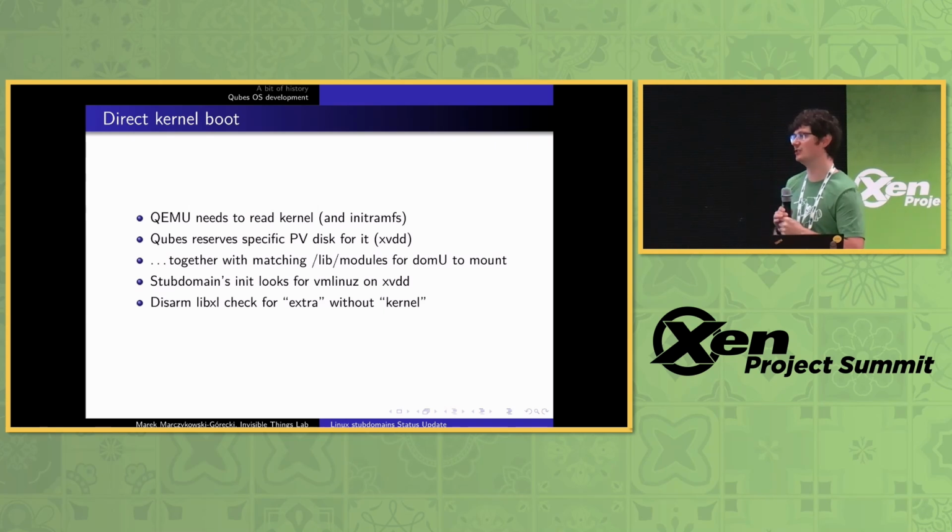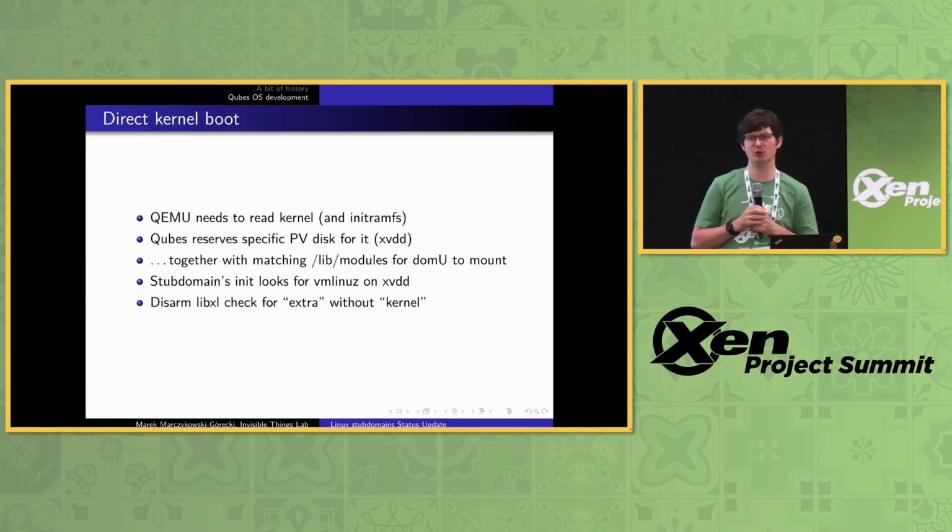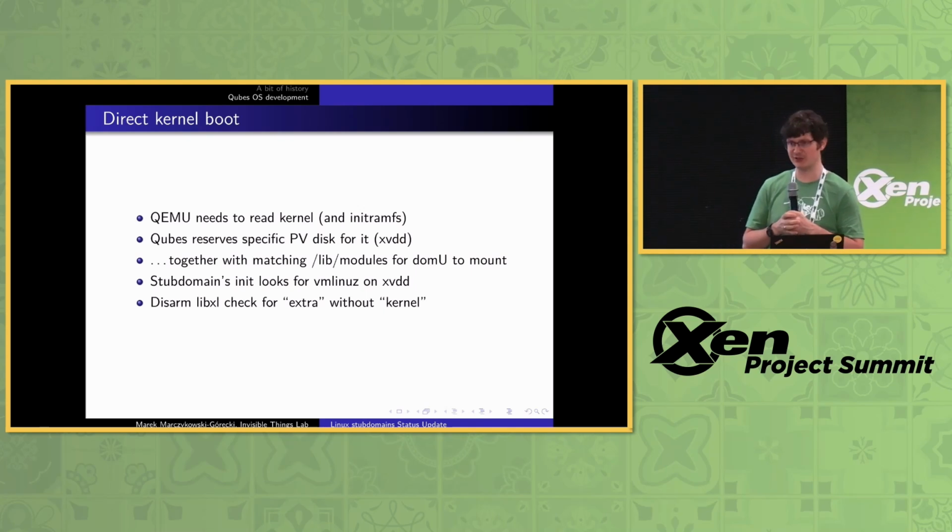Another part that was a bit of a challenge is direct kernel boot. When you run QEMU in dom0, you can tell QEMU to load the kernel from some specific file. But if you run QEMU in a stubdomain, you don't have access to the dom0 file system to load that file. So the solution we currently use in Qubes is we have one of the PV disks reserved for this purpose, xvdd. I hope that's correct.